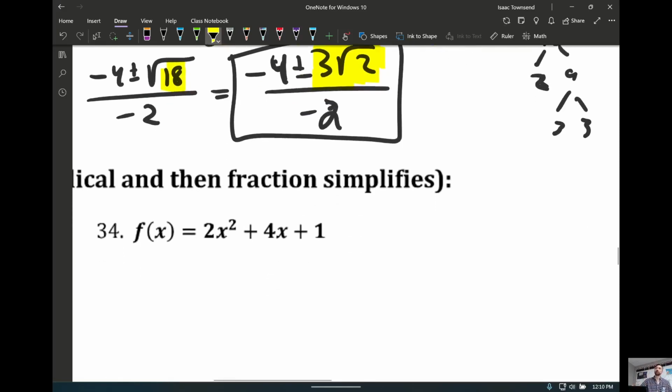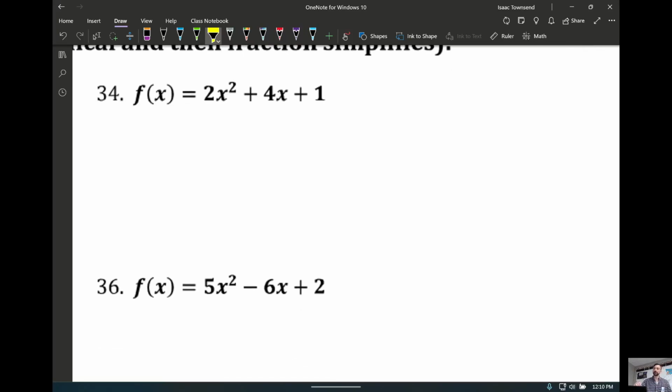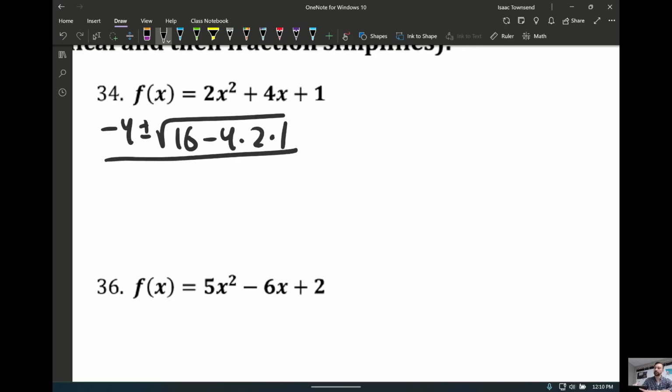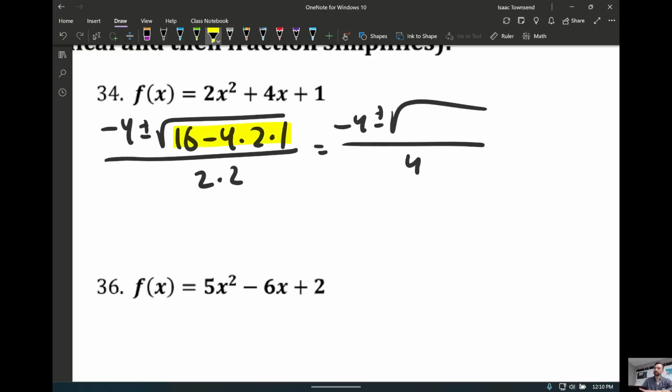Okay, whereas 34 hopefully makes you go one more step. Hopefully at least one of these two did. So opposite of b plus or minus square root of b squared minus 4ac over 2a. The denominator becomes 4. The discriminant would be 16 minus 8, which would be 8. The square root of 8 is like 2 square root of 2.